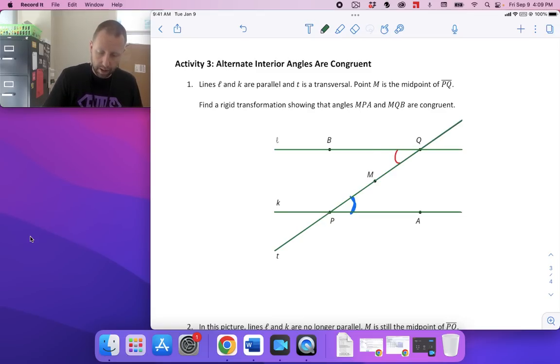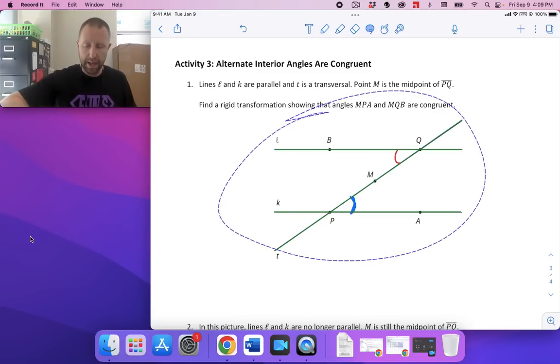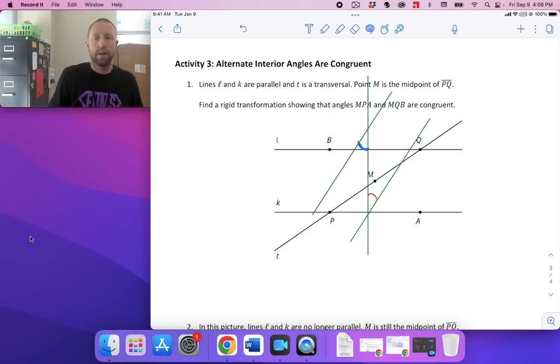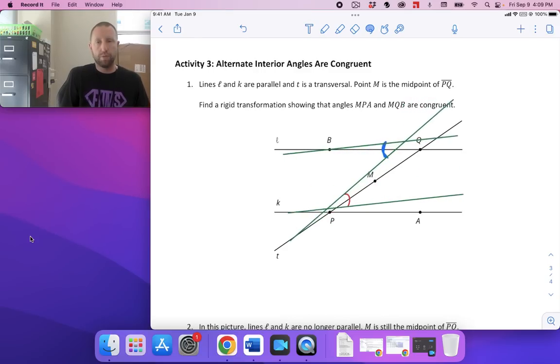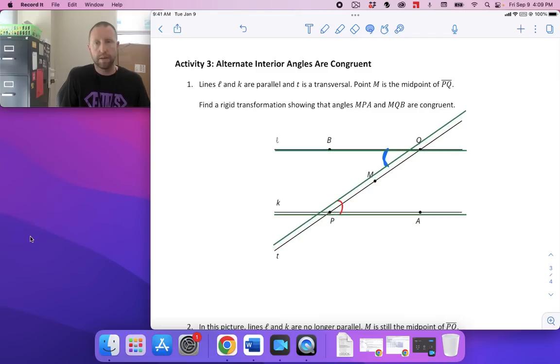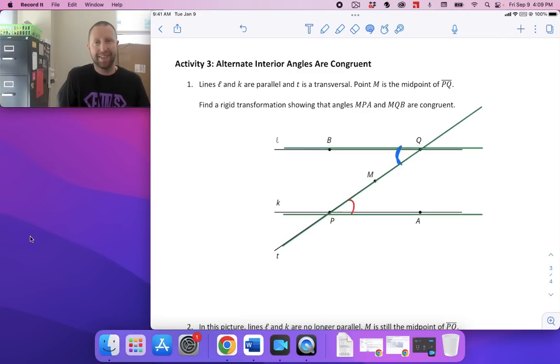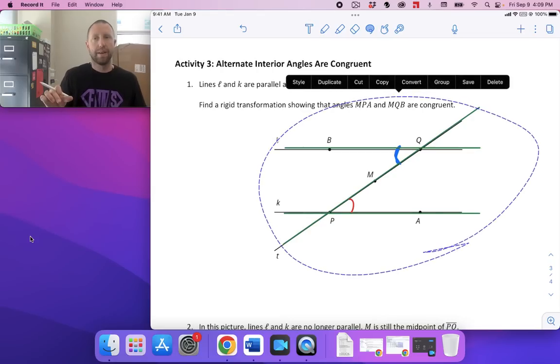So let's see if the iPad will cooperate with me. If I spin that 180 degrees, boom, right there. I almost got it. Give me a sec. There we go. Almost. That's as good as I can get it with the iPad. You guys can actually do better with your patty paper, believe it or not.